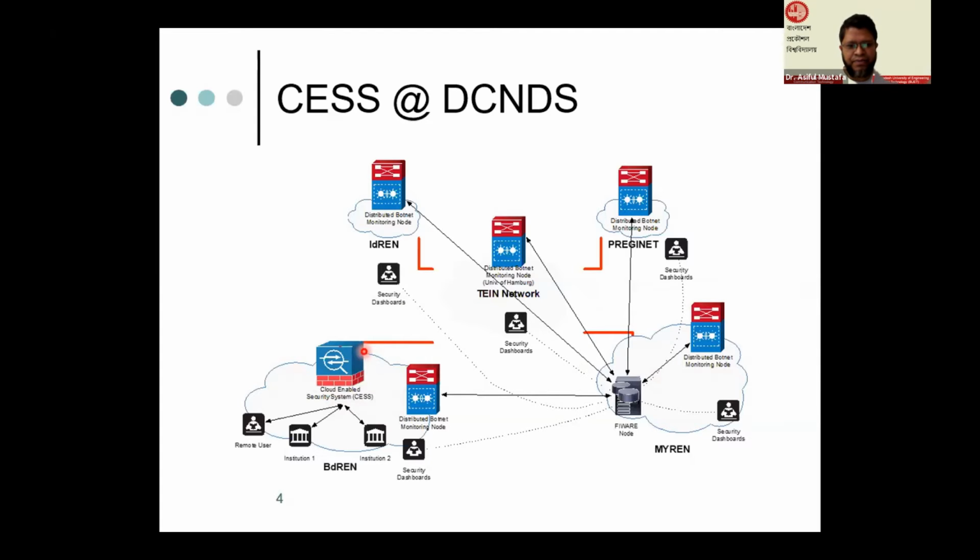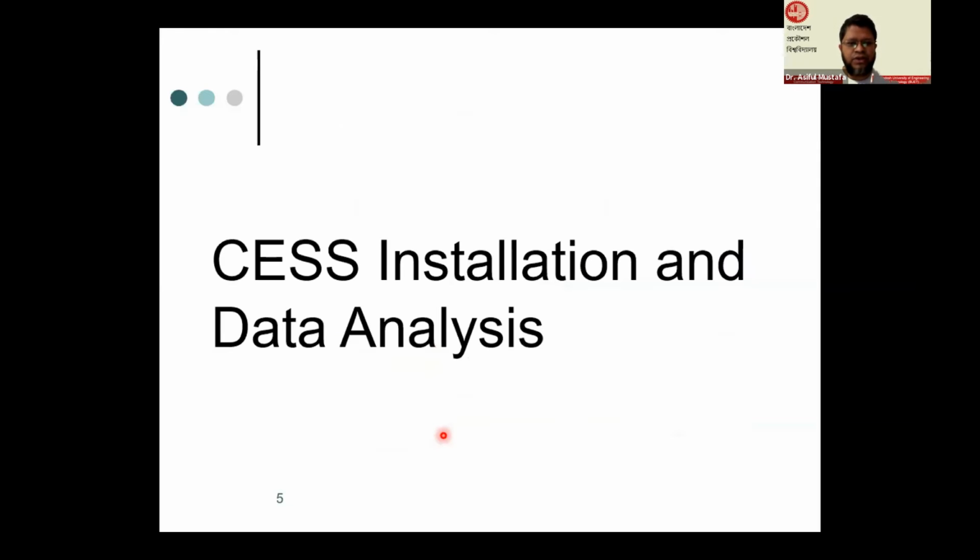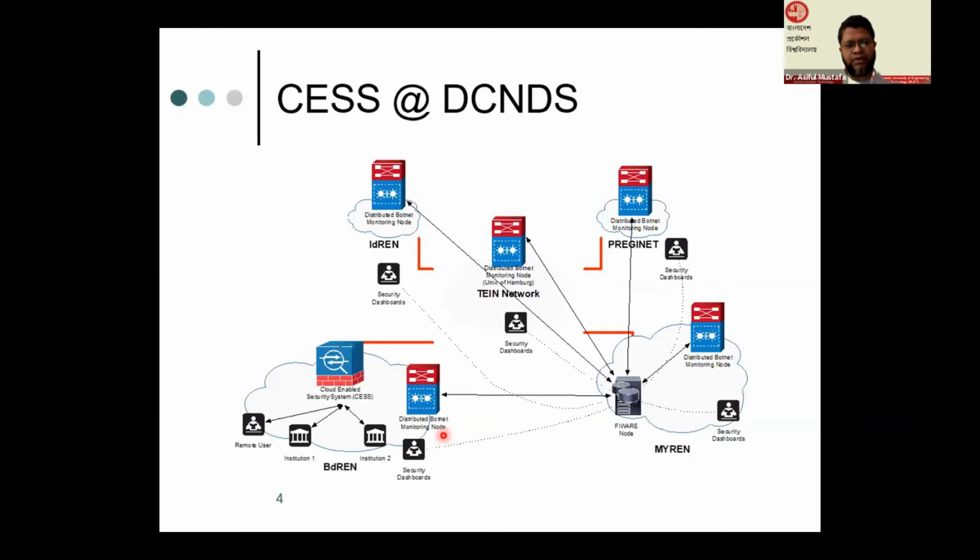Because of the funding issue, we proposed to set it up as a case study in BdREN. So CESS will be set up in BdREN, and we have another module, I think we talked about it in other lectures: the distributed botnet monitoring nodes, which will be installed in all the NRENs. Accordingly, we set up CESS in BdREN, that is Bangladesh REN. So this was the idea then, and we followed it up.